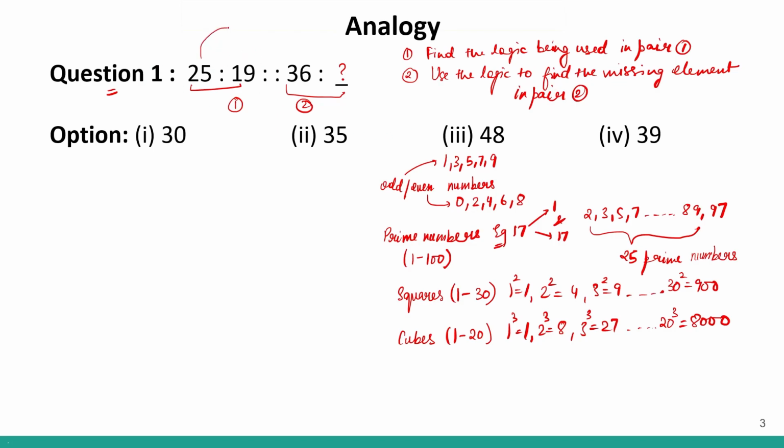Pair 1, between 25 and 19, what is the difference? I can see a relation that 25 minus 6 will give me 19. So if I do 36 minus 6, what will I get? 30. Correct? And do we have an option with 30? Yes, option number 1. So this will be the correct answer.